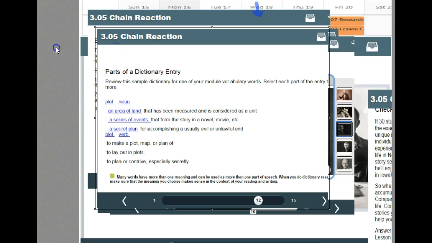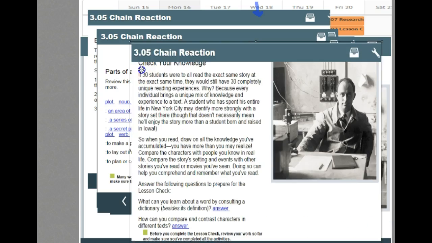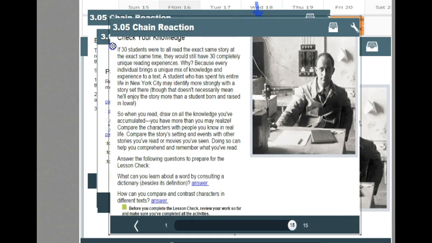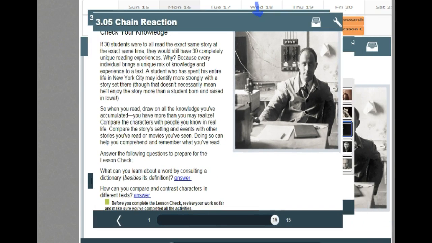Okay, our grammar and learning portion continues in 3.05. Make sure you're able to identify and know what you find in a dictionary entry. And then before you take the 3.05 lesson check, and I'm talking before, not after, make sure you can correctly answer all two of these questions, okay?